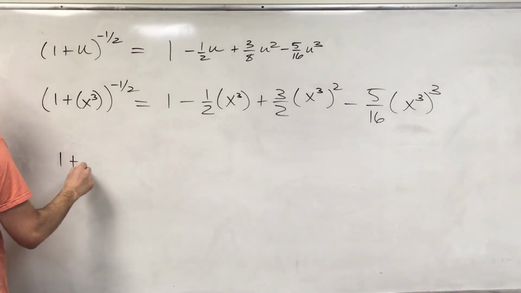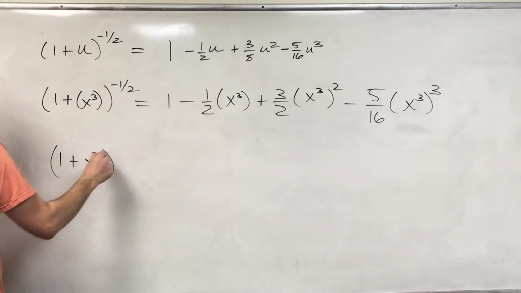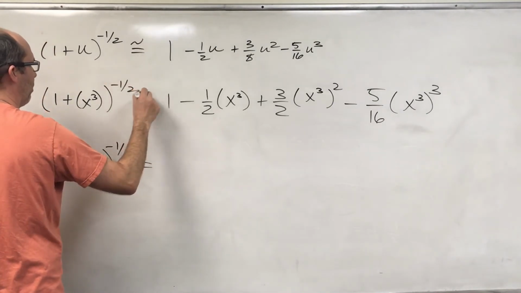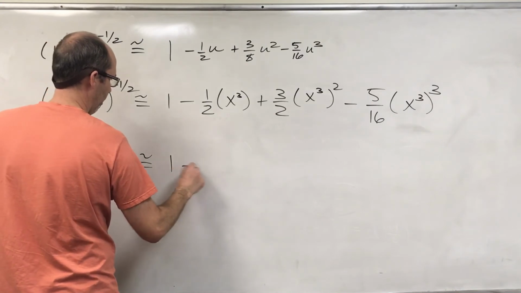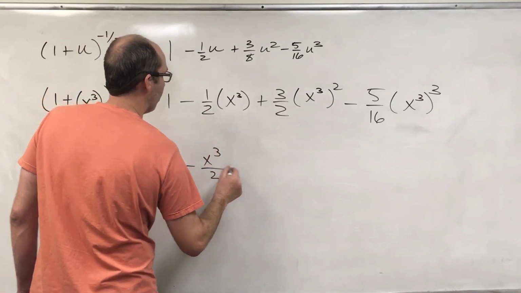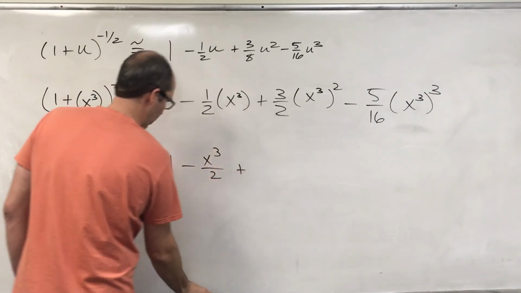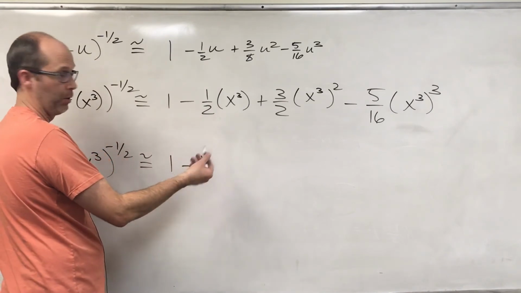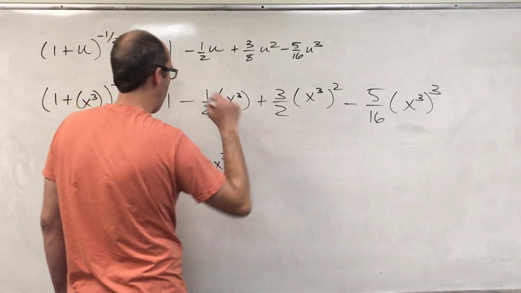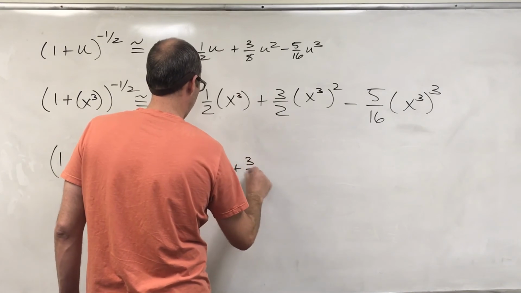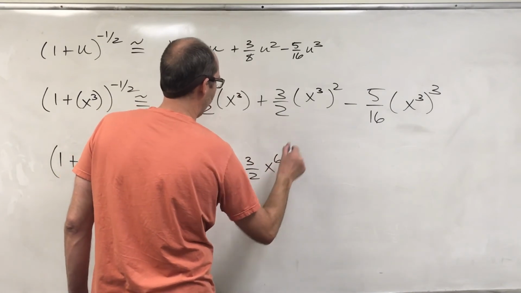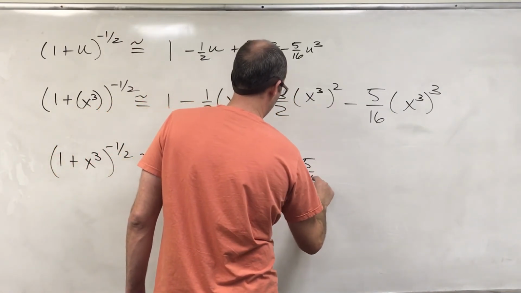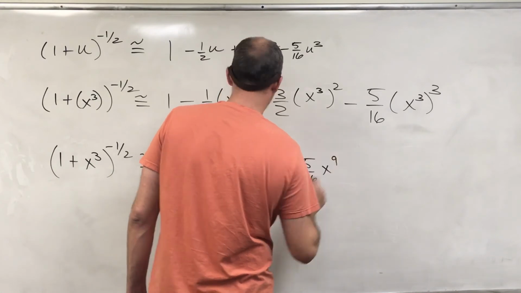Okay, so 1 plus x cubed to the negative 1/2. Now again, remember this is approximate, always approximate. Approximately 1 minus x cubed over 2 plus, oh, well, let's leave it as a half. No, it's fine to write it as x cubed over 2 as well. I'm just going to write it like this. Plus 3/2 x to the 6th, where we multiply those there, minus 5/16 x to the 9th.